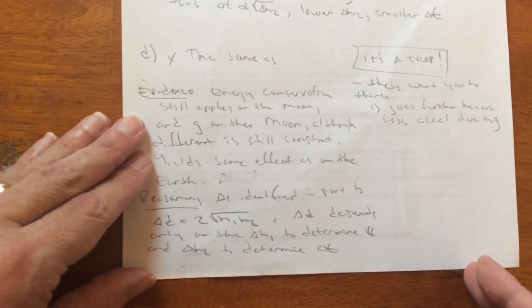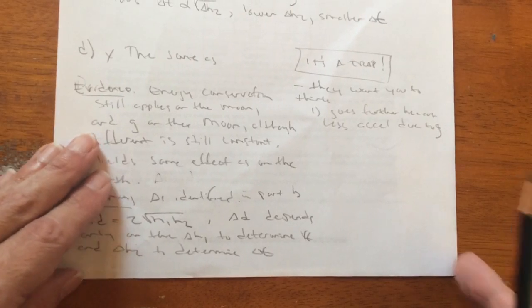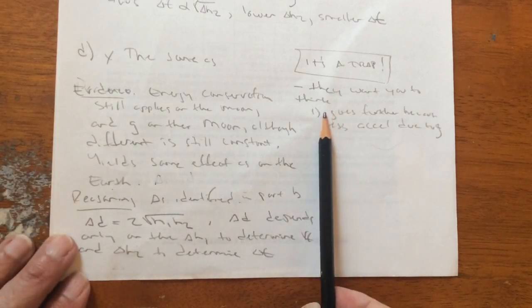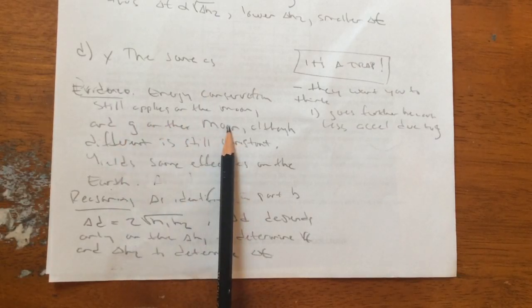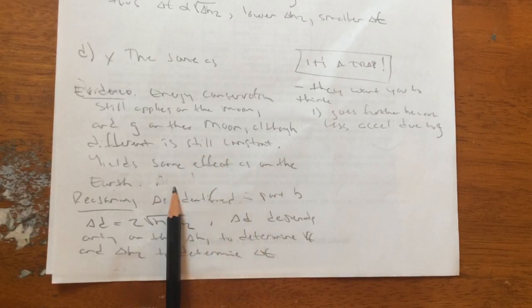Let's look at D. D is a classic College Board AP Physics trap. I hope that page was on the screen. It's the same. You're asked about if you repeat the experiment on the moon, it's the same. The trap is they want you to think it goes further on the moon, right? You see the astronauts bounding on the moon and they're going far, right? And that's the trap. But you got to come back to your evidence and reasons. Still energy conservation. G on the moon, although different, is still constant. It's going to yield the same effect, right?